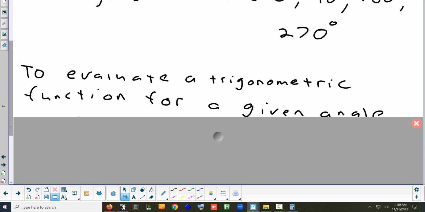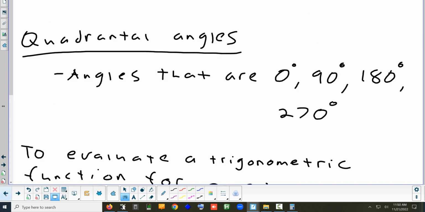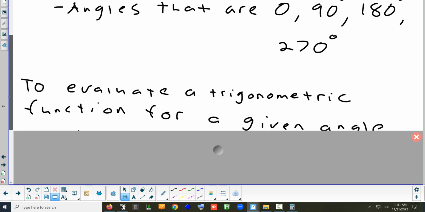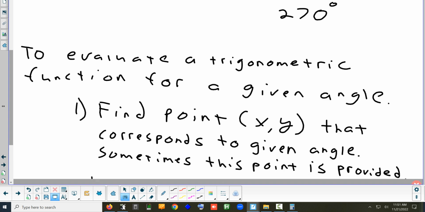So if I ask you to do a problem like that, find the 6 trig functions of pi, that means I want to know the sine, the cosine, the tangent, the cosecant, the secant, and the cotangent. So how do you do it? You're going to have to know the unit circle, because I'm going to ask you for the coordinate. And that's the first step: find the coordinate.